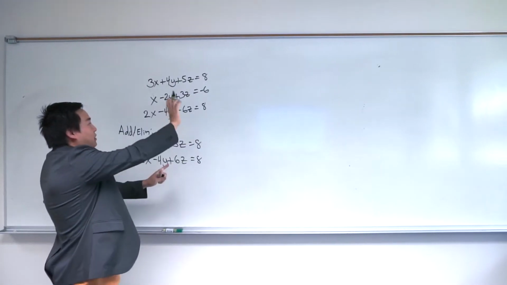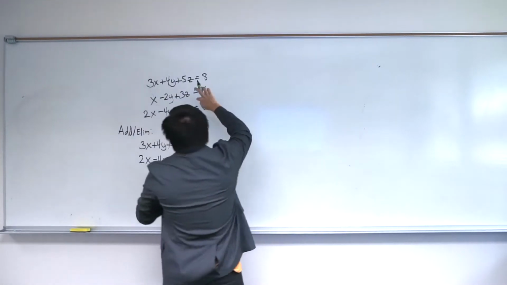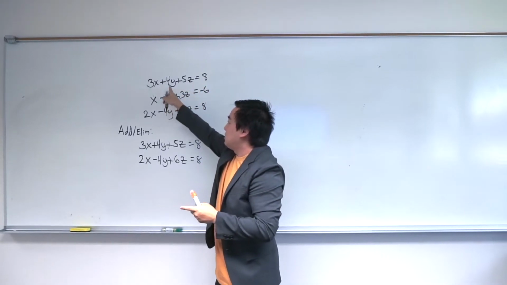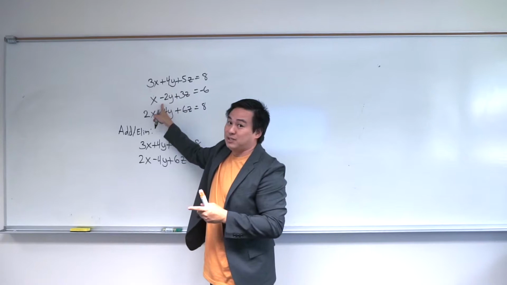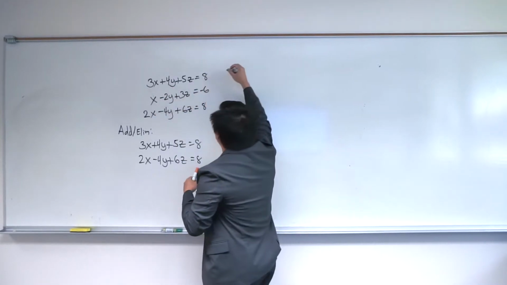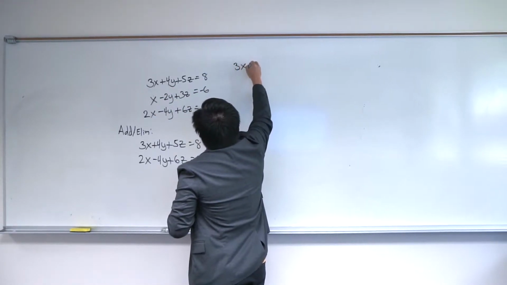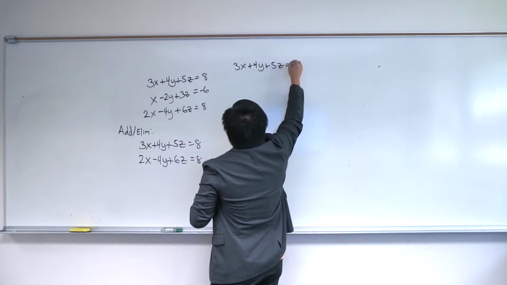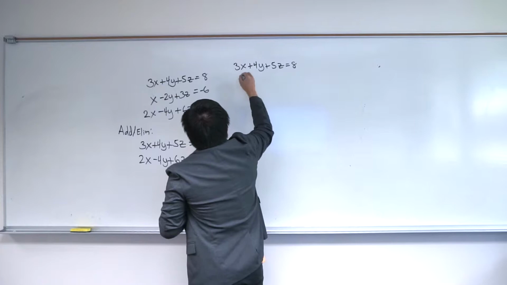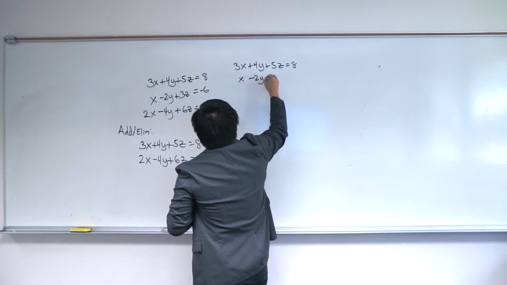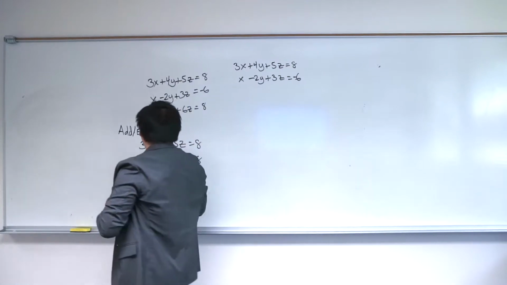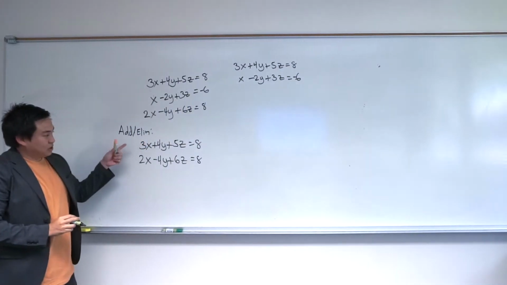Before we go and solve that one though, let's write the other pair, which is going to be this one and any of the other two. Since the top one is positive and the bottom one is negative, I'm going to pick those two. So 3x plus 4y plus 5z is equal to 8, x minus 2y plus 3z is equal to -6. So let's go ahead and solve this one.